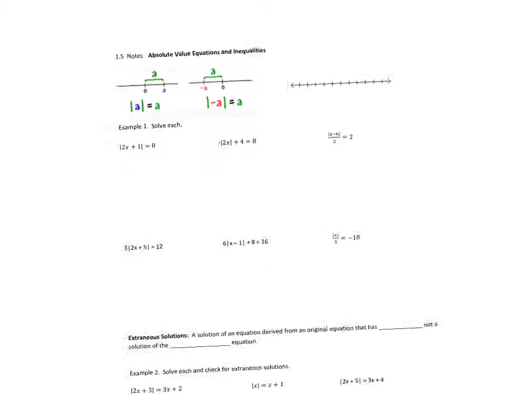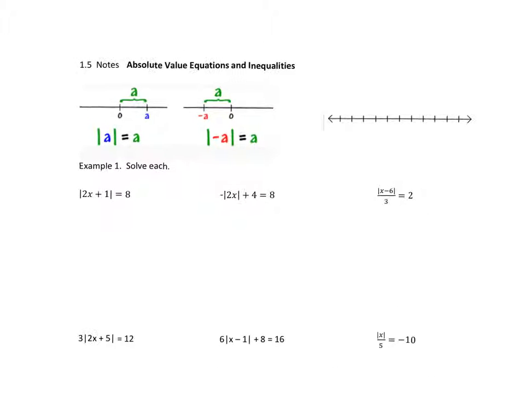An absolute value equation is an equation that involves an absolute value. So remember, the definition of absolute value is the distance a number is from 0 on the number line. So the absolute value of 3 is 3, but also the absolute value of -3 is 3, because they both have a distance of 3 from 0 on the number line.